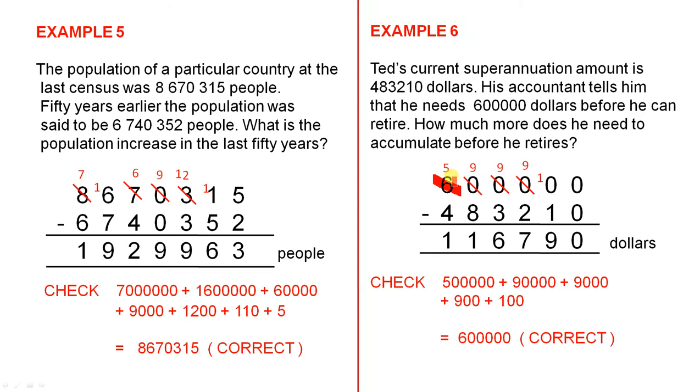Let's check the trading's correct. This represents a 5 with 5 zeros. That's there. 9 with 4 zeros is there. A 9 with 3 zeros is there. A 9 with 2 zeros is there. A 10 with 1 zero is there. There's the 10 with 1 zero, and that's just 0. When you add all that up together, you get 600,000. So that is correct. It matches up to that. Add this to this, and you will get 600,000, and that's triple checking that you're correct.